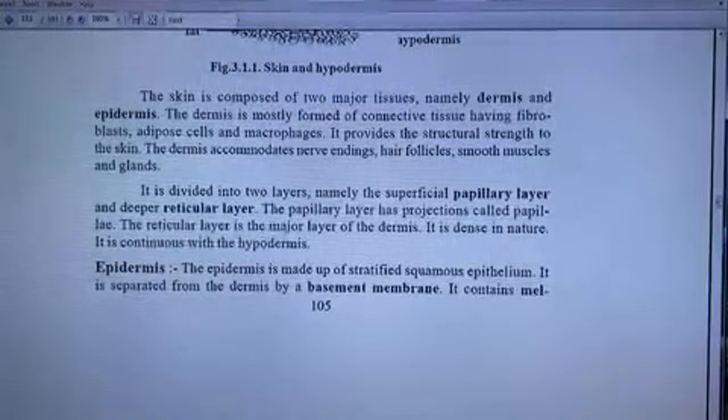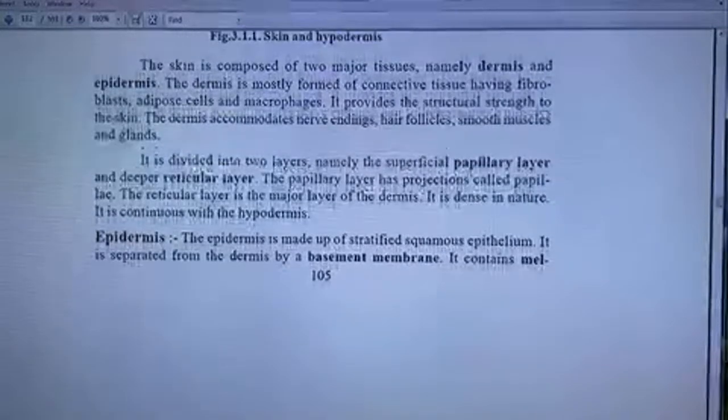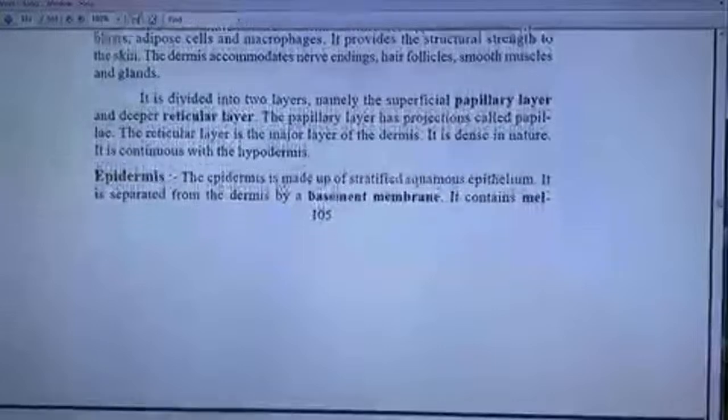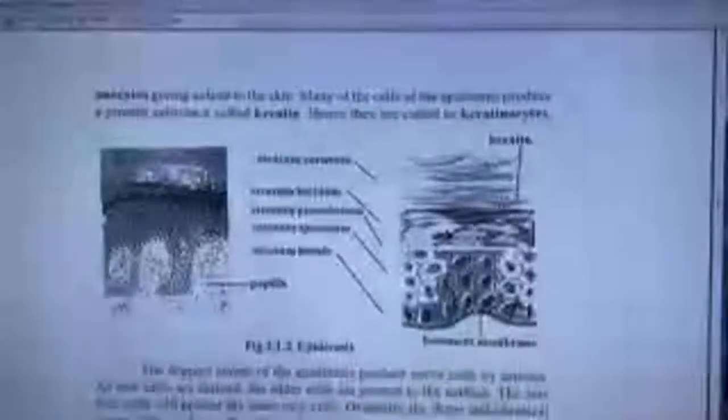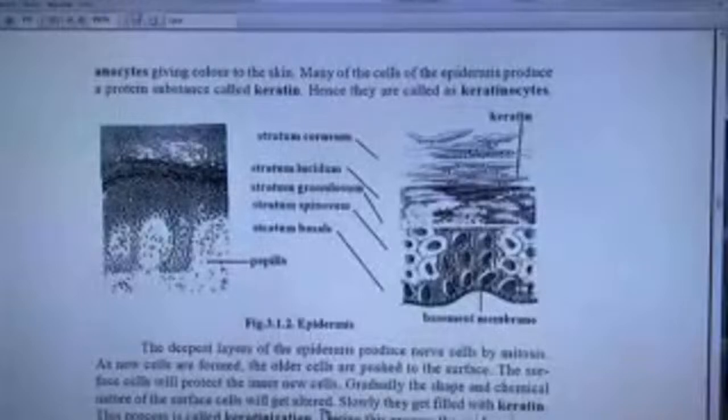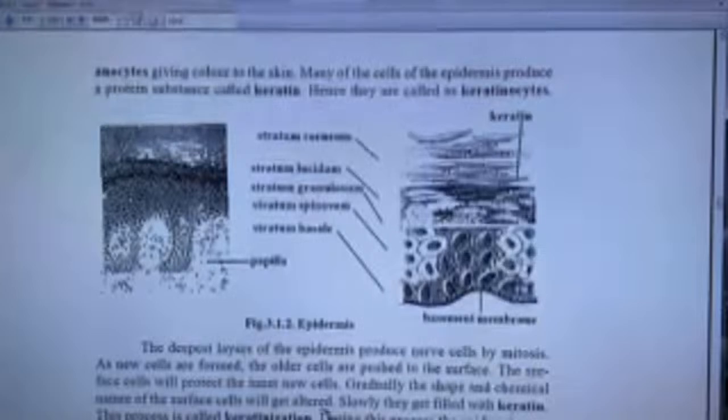Epidermis. Epidermis is made up of stratified squamous epithelium. It is separated from the dermis by a basement membrane. It contains melanocytes, giving color to the skin. Many of the cells of the epidermis produce a protein substance called keratin. Hence, they are called keratinocytes. This is the structure of epidermis.